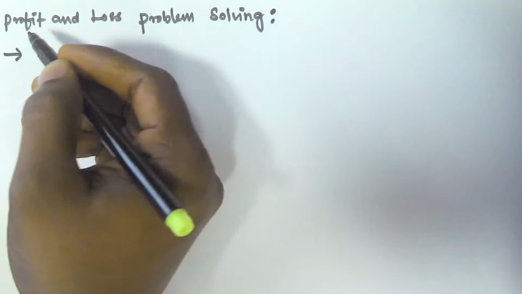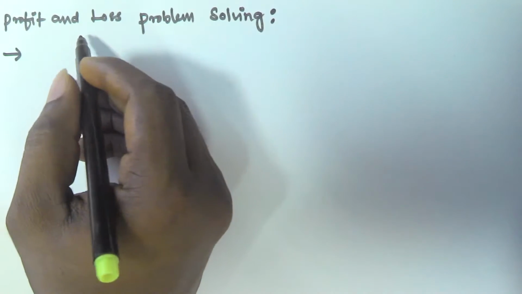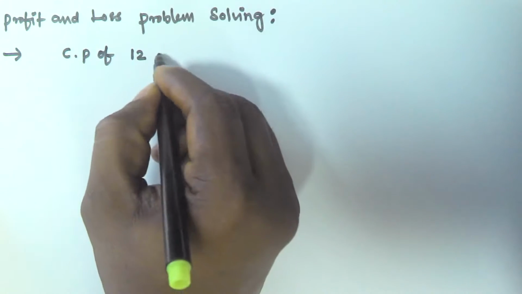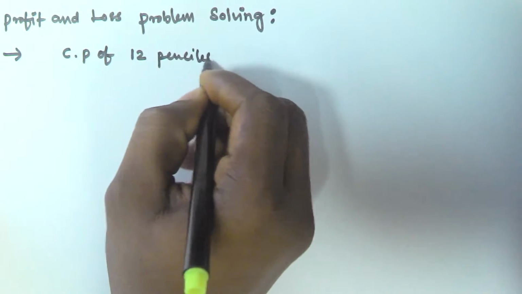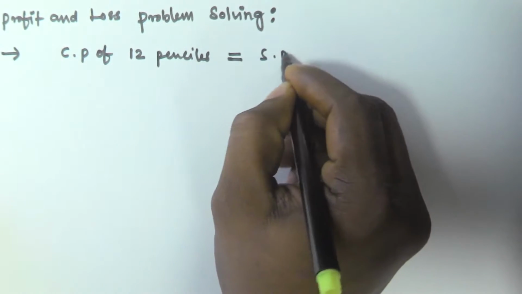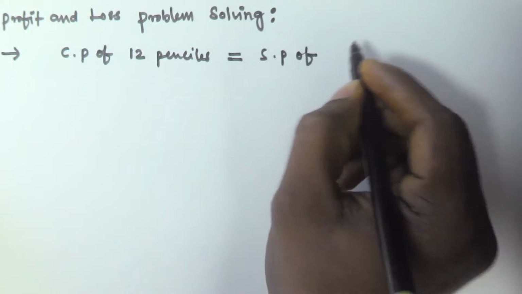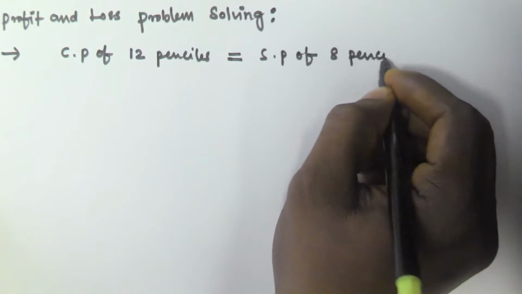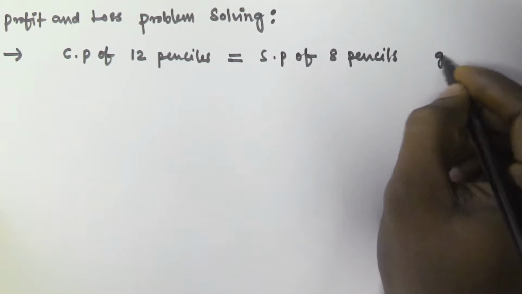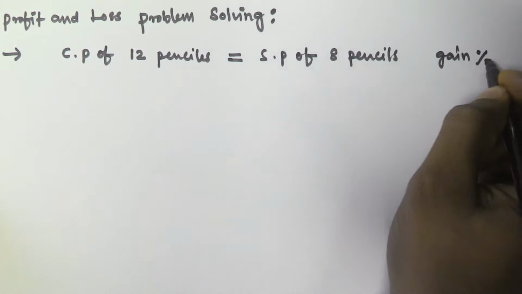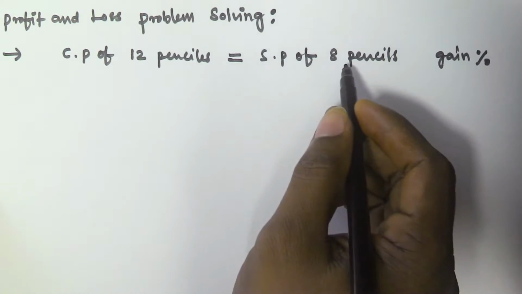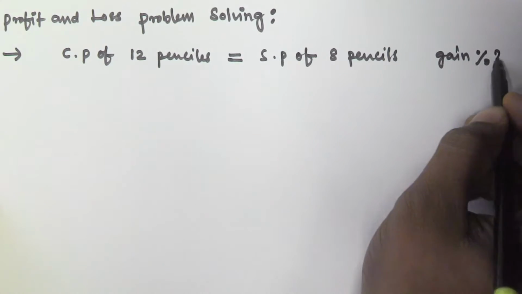So let us consider: if the cost price of 12 pencils is equal to the selling price of 8 pencils, find the gain percentage. We have to find the gain percentage. So the cost price of 12 pencils is equivalent to the selling price of 8 pencils.